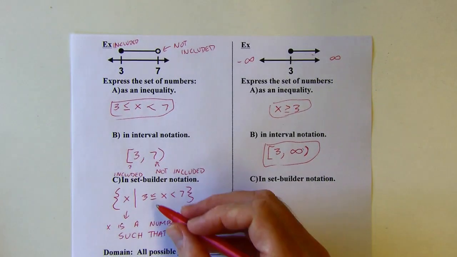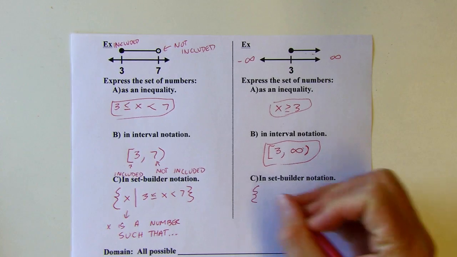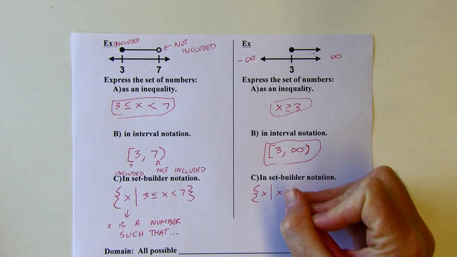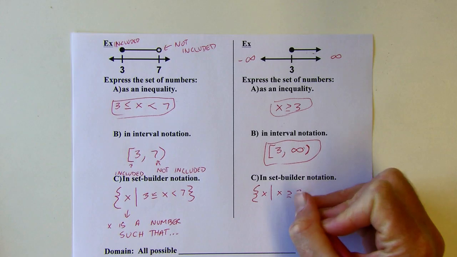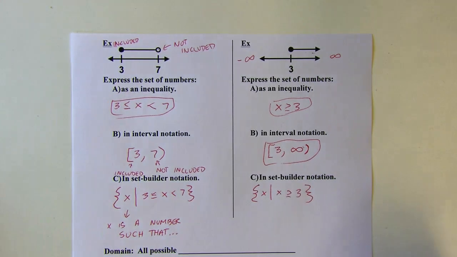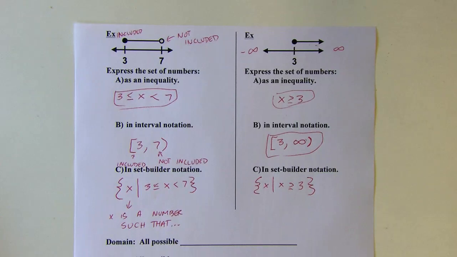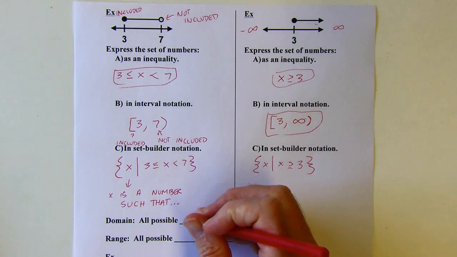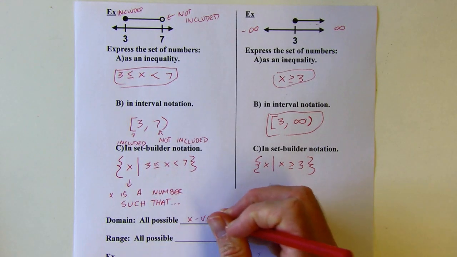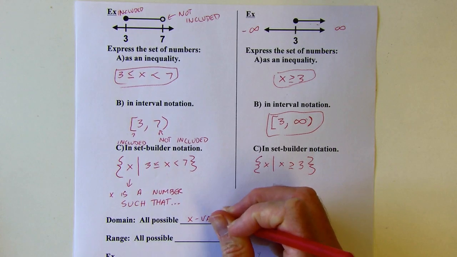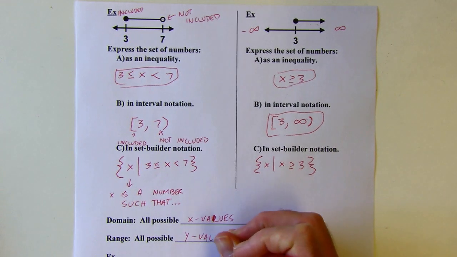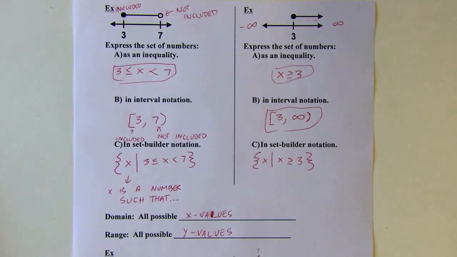So set builder notation is going to be pretty similar to what I had in the other example there. X is a number such that, and then I'll just use this inequality. X is a number such that x is greater or equal to 3 is what this means, okay? All right, let's talk about domain and range. So the domain is going to be all of the possible x values in a given function or set of numbers. X values. And then the range is all the possible y values. These are alphabetical, right? D comes before R in the alphabet, X comes before Y, so that's how you can remember which is which. All right.